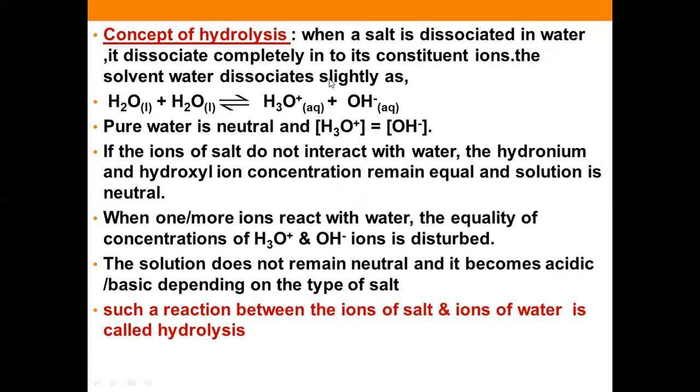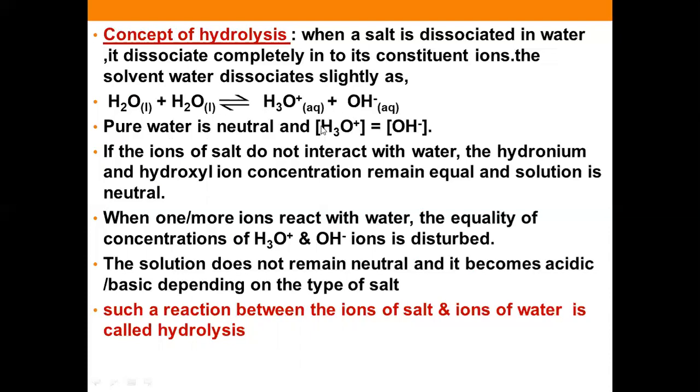The solvent water dissociates slightly as H2O plus H2O. That means two molecules of water dissociate into hydronium ion, that is H3O plus, plus OH minus, that is hydroxyl ions. Then pure water is neutral. That means hydronium ions and hydroxyl ions are the same, that is, the concentration of hydronium ions is equal to the concentration of hydroxyl ions. That means pure water is neutral in nature.